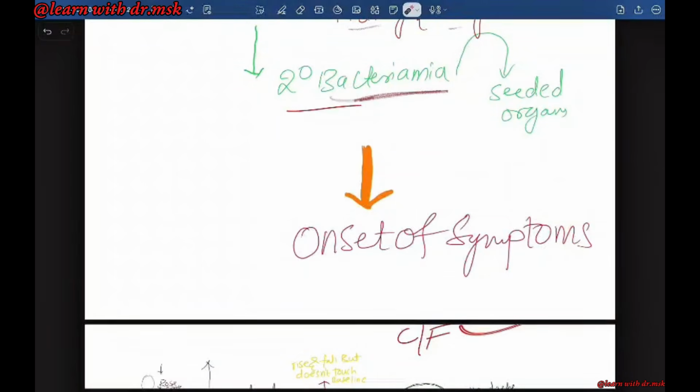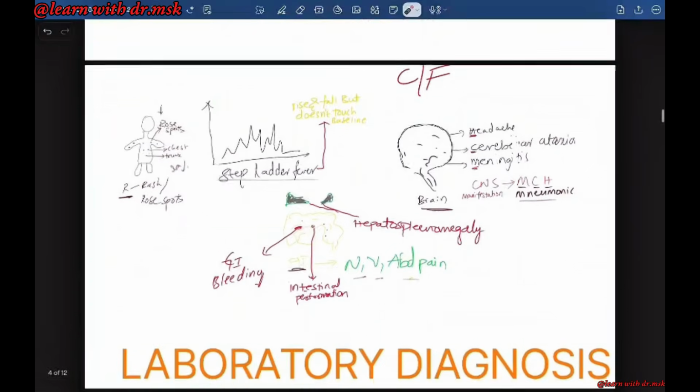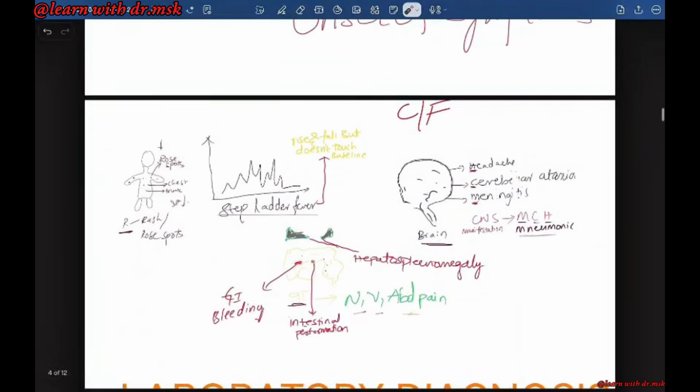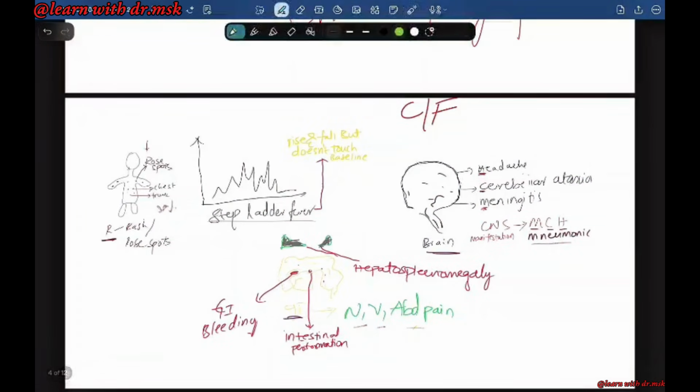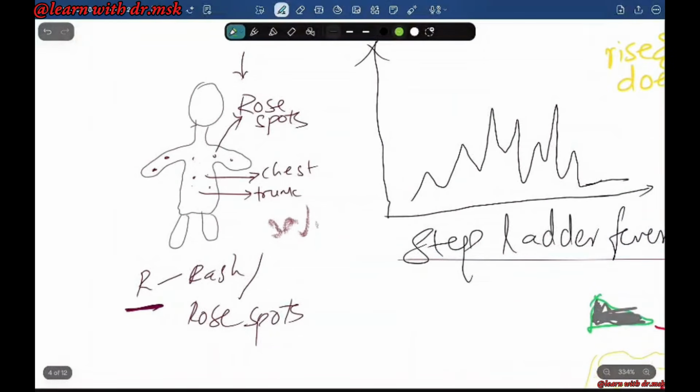This is called secondary bacteremia. After coming into the blood, they cause the signs and symptoms. One of the very important slides here is that when you observe the patient, there are rose spots on the chest and the trunk. It can contribute about 30% along the chest and the trunk. This is called rose spots.